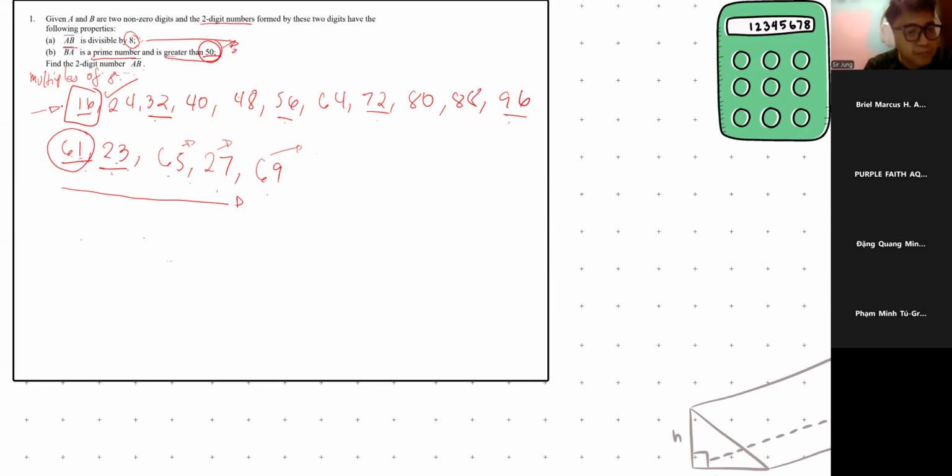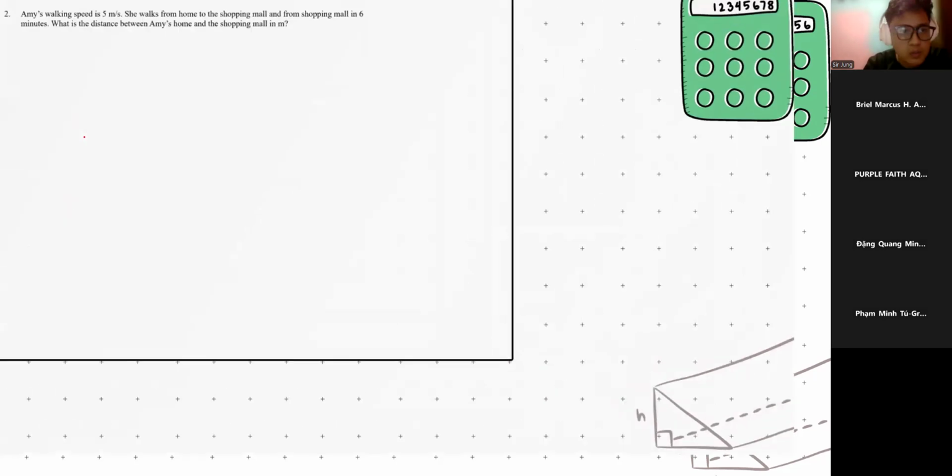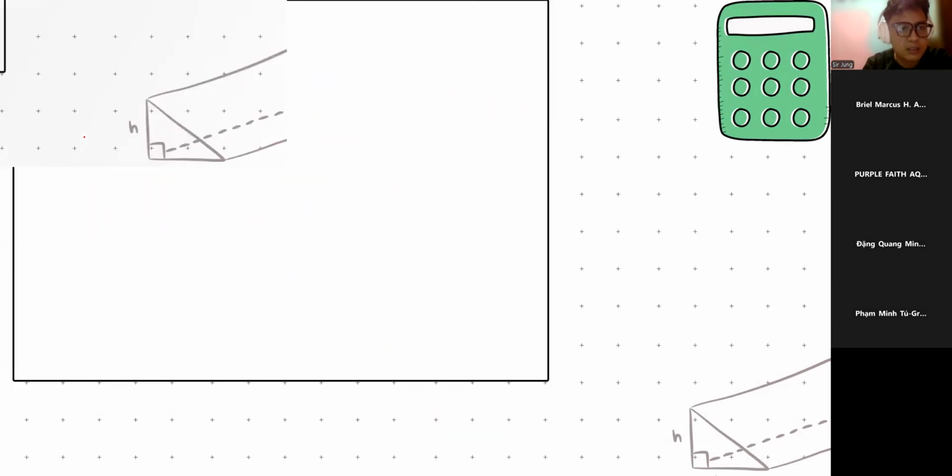Okay? So any more questions? The answer should be 16 because we have AB here. The problem asked for AB, not BA. 61 is BA because we already interchanged the tens and units digit. Okay? So number 9.